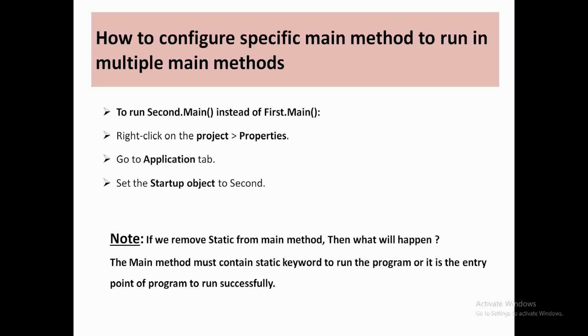Here is some note. If we remove static from our main method, what will happen? The main method must contain the static keyword to run the program, as it is the entry point of the program. If we remove the static keyword from our main method, it will throw a compile time error, as I already mentioned previously. It is a must to put the static keyword into our main method. It is the main entry point of our console application.